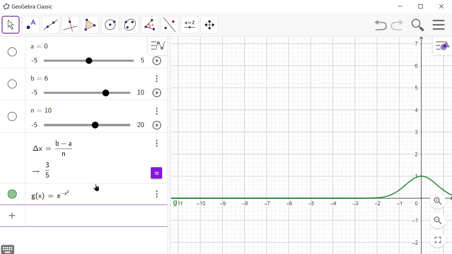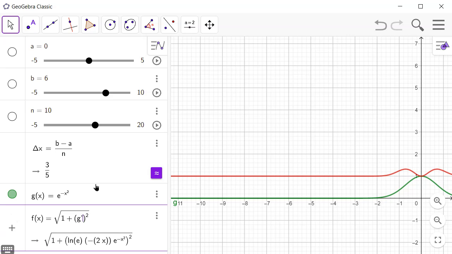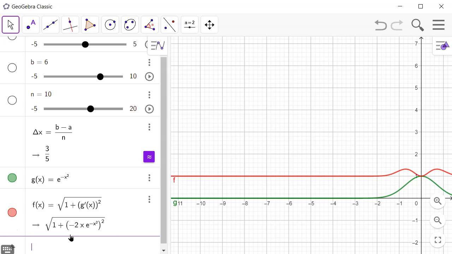Then when you do an arc length, the integrand is going to be the square root of 1 plus f prime squared. In this case, I'm going to use g prime squared. So I'm going to define the integrand, which I'm going to call f of x. It's going to be the square root of 1 plus g prime of x, squared. Then hit enter. So we have that.